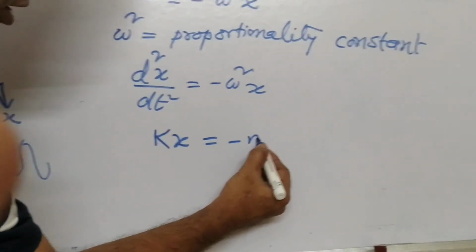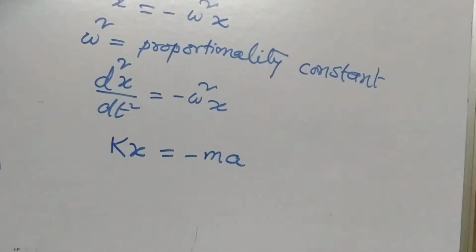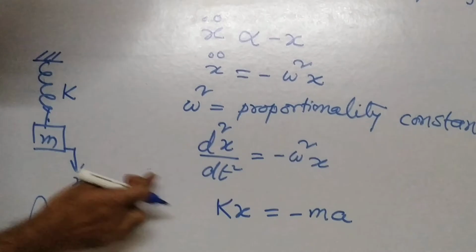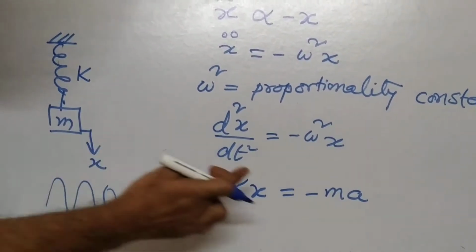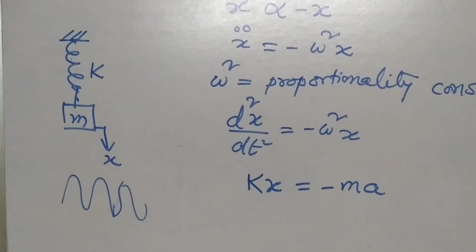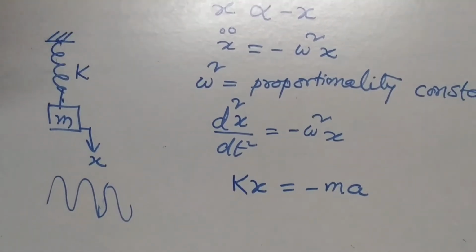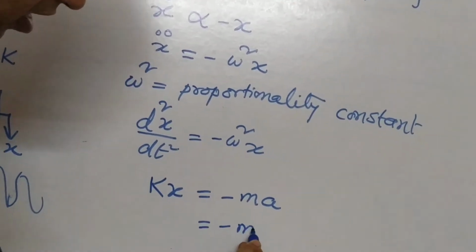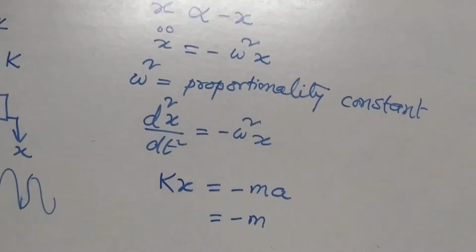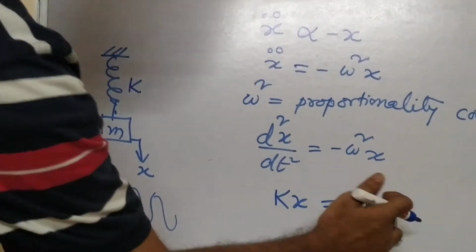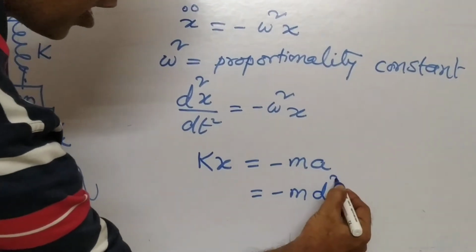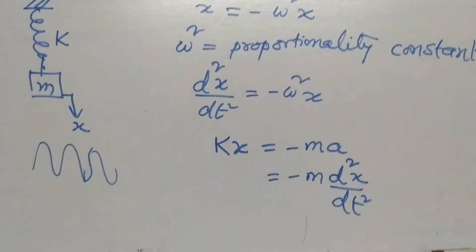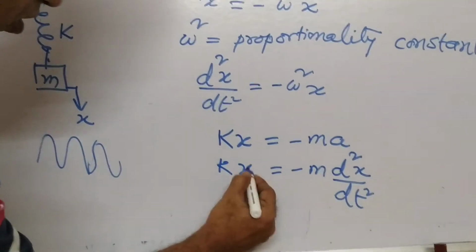minus M into A. The Kx is the force, which is the spring force, which is opposing my inertia force. The inertia force is nothing but M into A. That is why we say it is a minus. So this is nothing but minus M, where M is the mass of this object which is now vibrating, and A is nothing but acceleration, which can be written as d square x by dt square. That is nothing but your k into x.